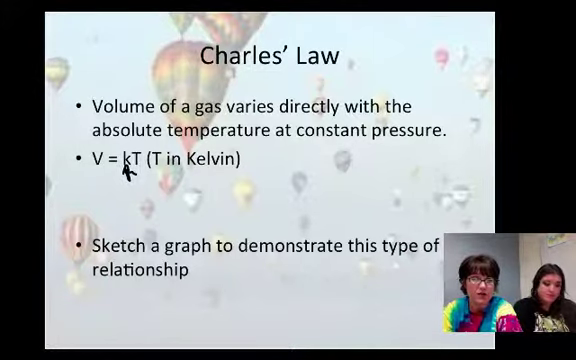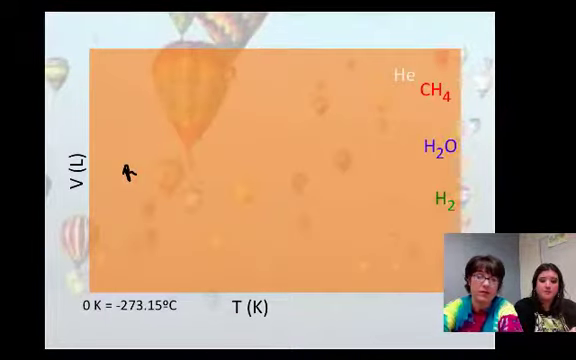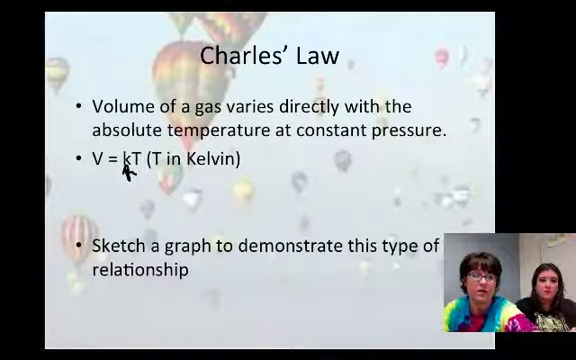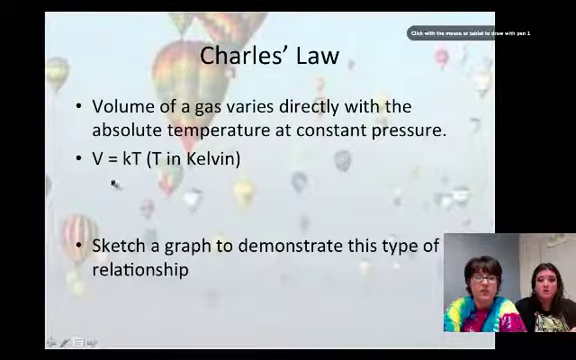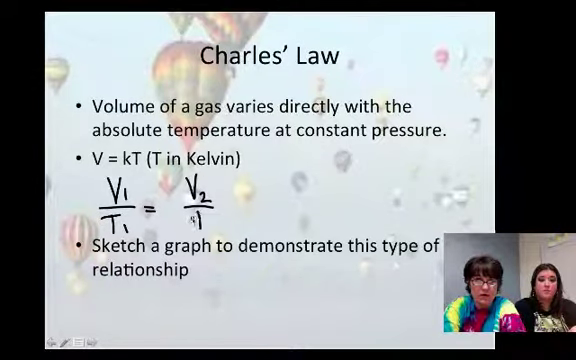Sketch a graph to demonstrate this type of relationship where one thing goes up and the other thing goes up. So what's the relationship? Oh yeah, we wanted to do that before. We said we're not going to derive any more formulas. So let's just tell them. All right. V1 over T1 is equal to V2 over T2.